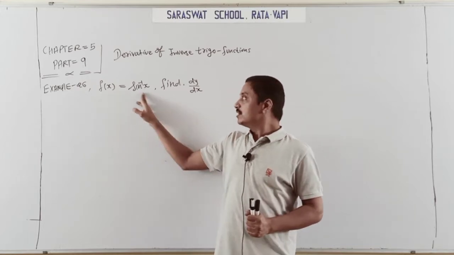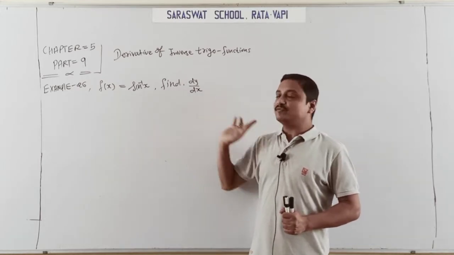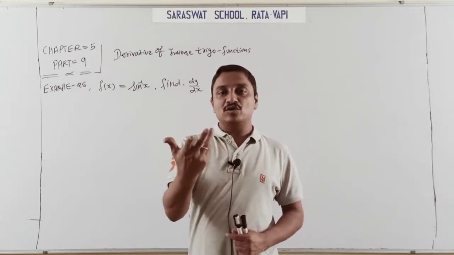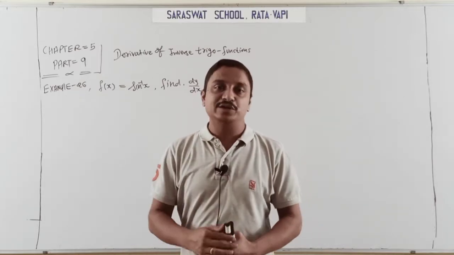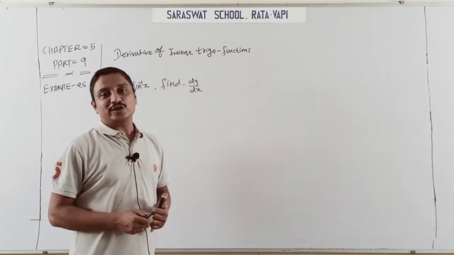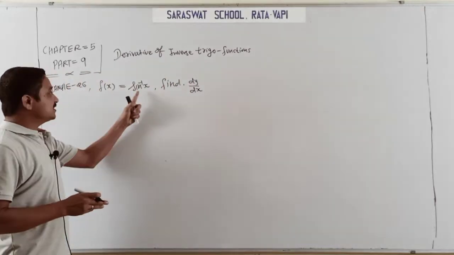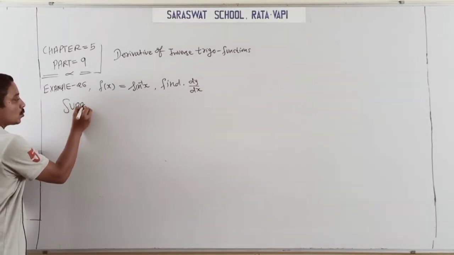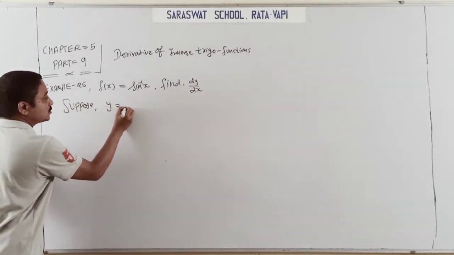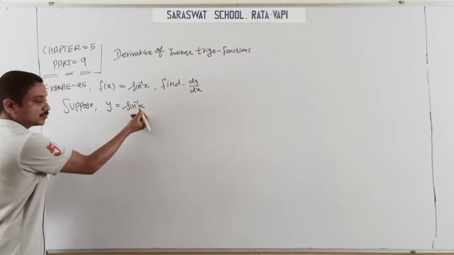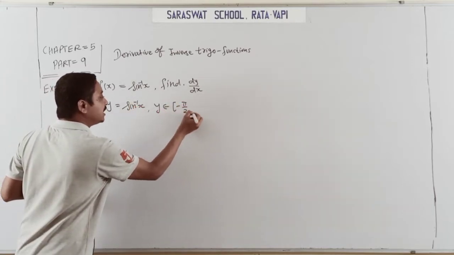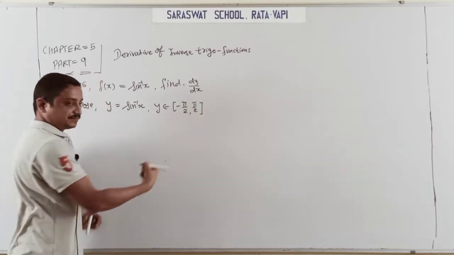Example 26. f(x) is given as sin inverse x. Find dy by dx. Then after that cos inverse x, one by one I will explain all today, students. I hope you enjoy this part. So f(x) is sin inverse x. Suppose y is equal to sin inverse x, where y belongs to the range minus 90 to 90.